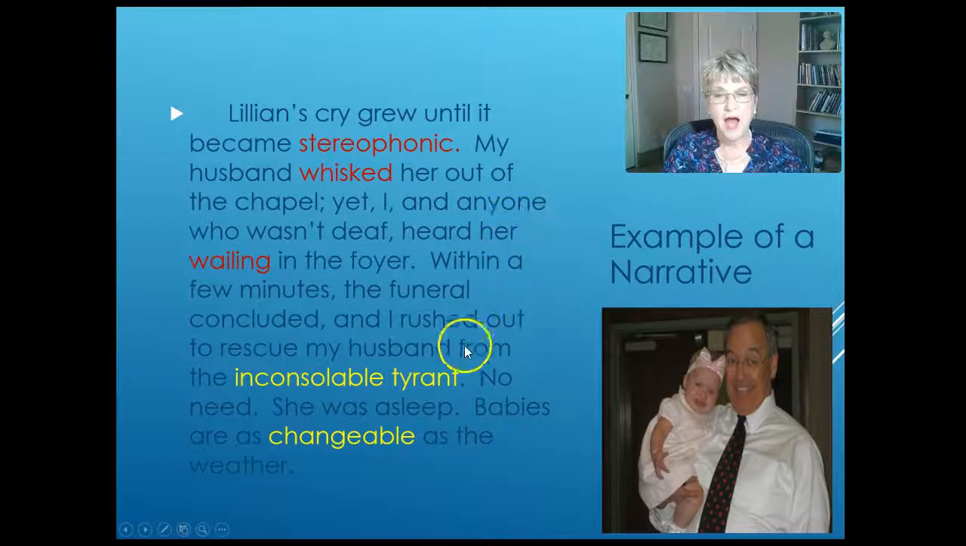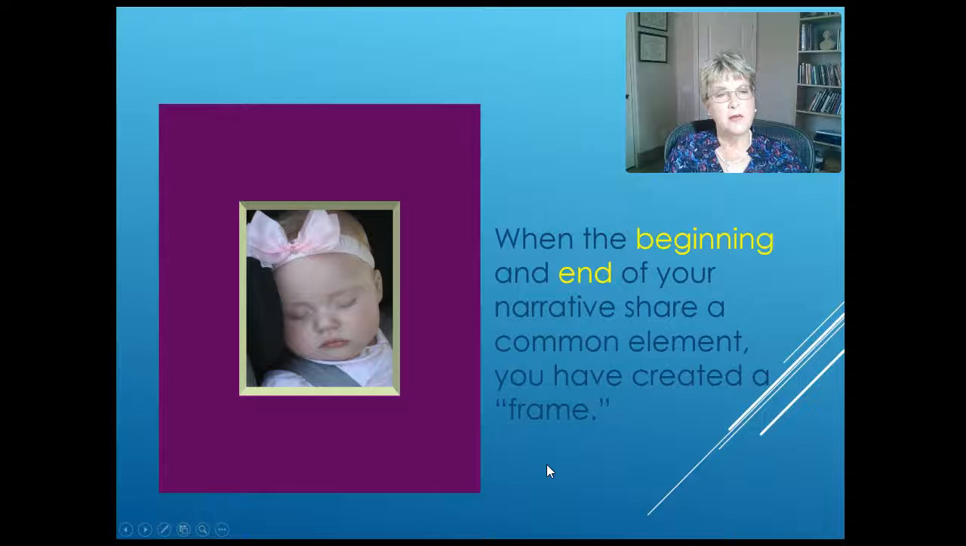Okay. I have "inconsolable tyrant" here towards the end of my essay, and I have the word "changeable," which means basically the same thing as "unpredictable." So I've created a little frame here. When the beginning and the end of your narrative share a common element, like I did with the title, which I put in the conclusion, you have created a frame and you're signaling to your readers that you're in control of the writing and that the narrative is complete.